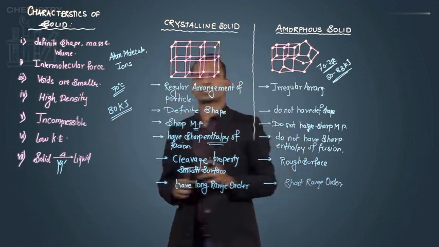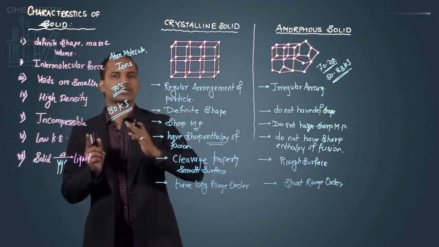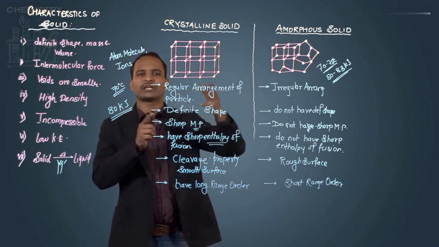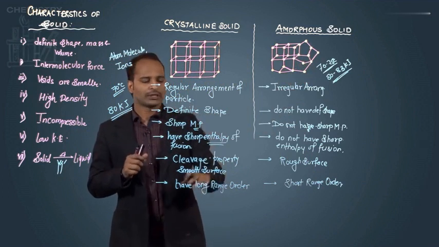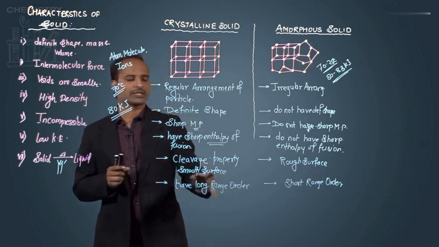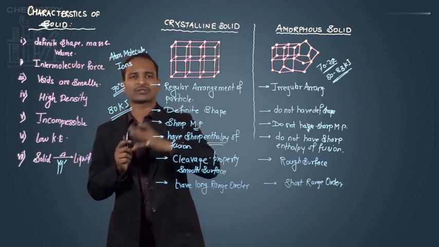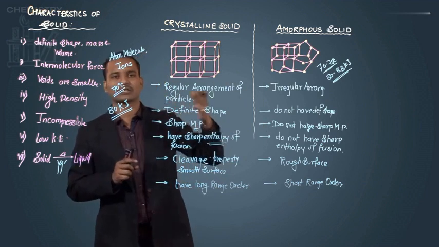In the case of crystalline solid, as I said, the particles are arranged in a definite manner, and the same arrangement keeps on repeating throughout. And if the same arrangement repeats throughout, that's why it is said that they have a long range order. That means over a long range, their arrangement is the same.